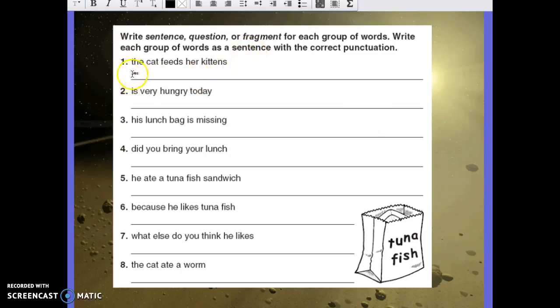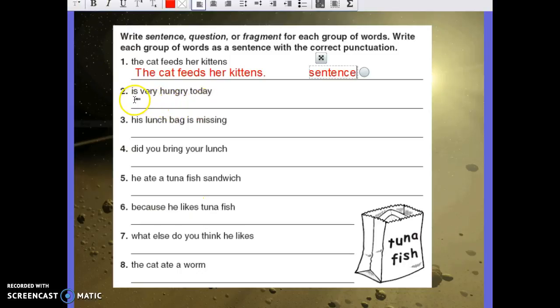The cat feeds her kittens. So I'm going to rewrite this sentence with the correct punctuation. It needs a capital letter. The cat feeds her kittens. Needs a period at the end. This is a complete thought, so I'm going to write the sentence behind the sentence. Okay. Your job is to finish the page.